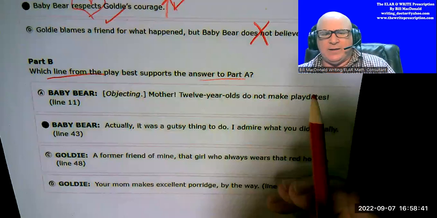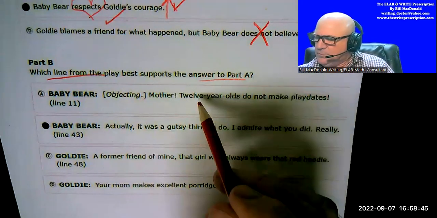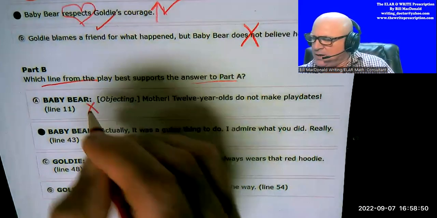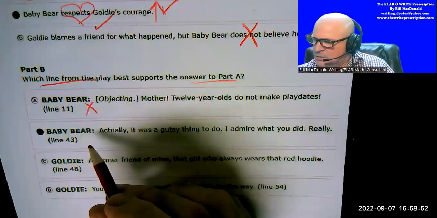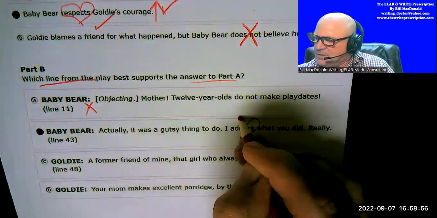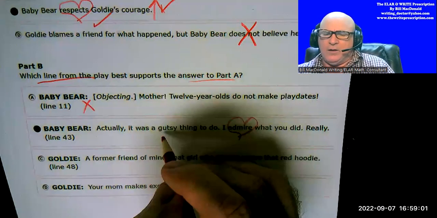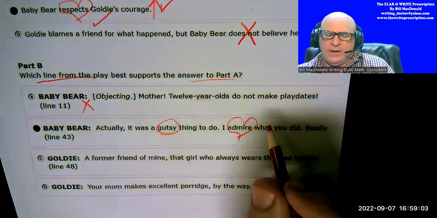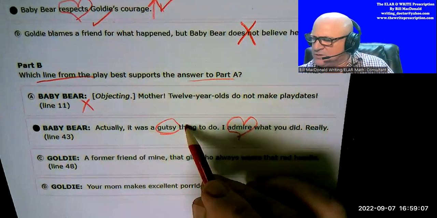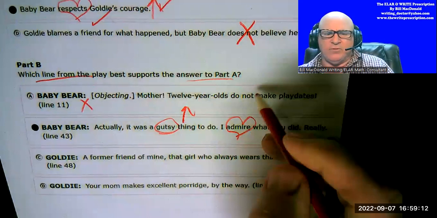12-year-olds do not make play dates. That doesn't sound like respect. Line 43. Actually, it was a gutsy thing to do. I really admire what you did, really. Okay, so Baby Bear shares an emotion, I admire you, and an opinion, oh, that was very gutsy, that was very brave of you. Since those are both positive things, that would be a sign of respect.